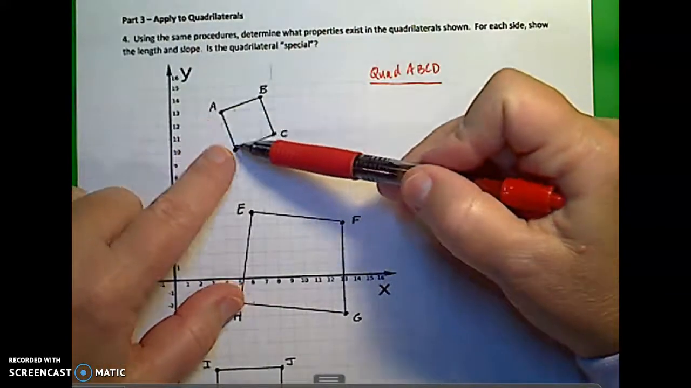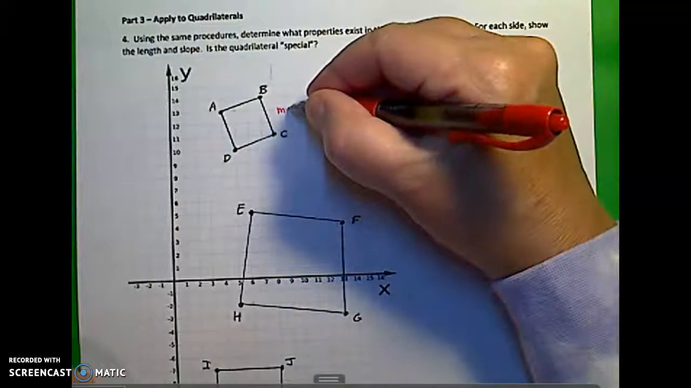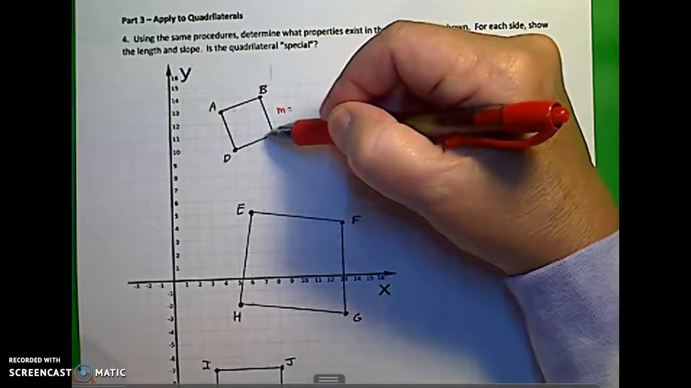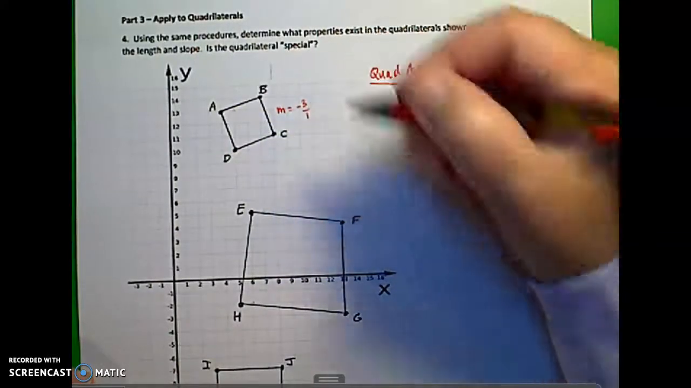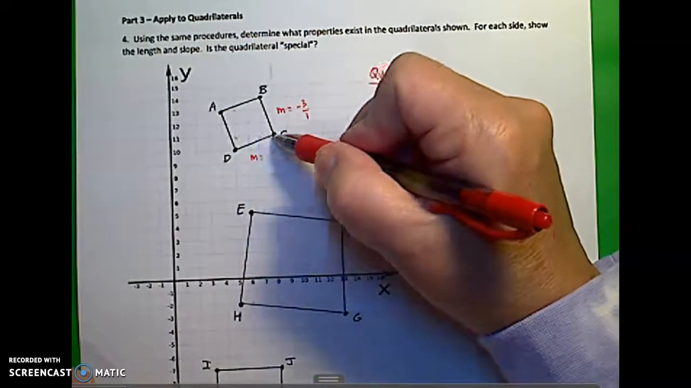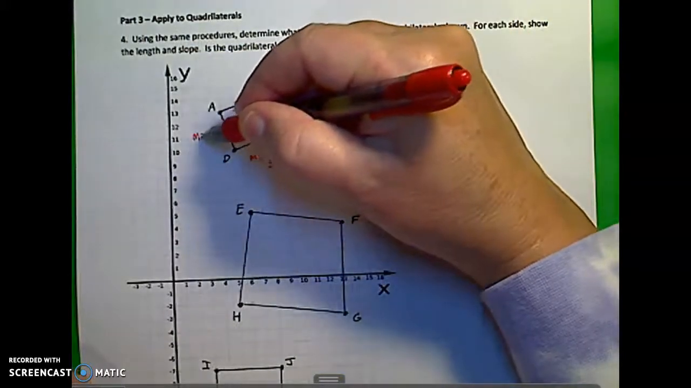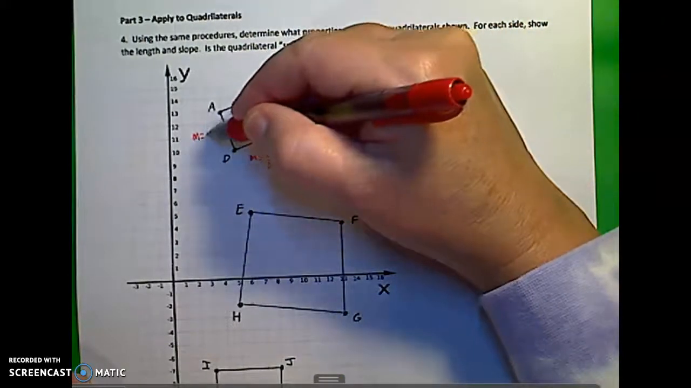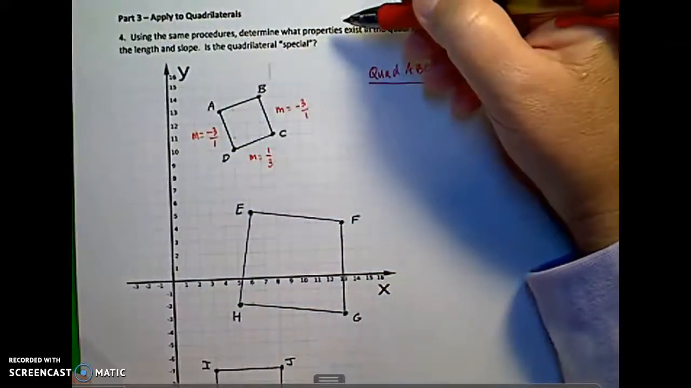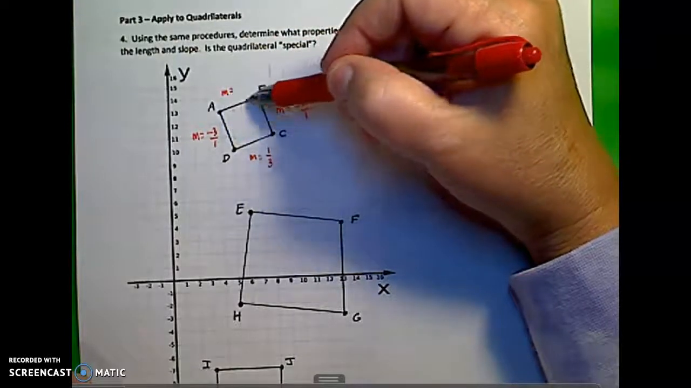Now, I'm going to just use my grid to figure out my slopes here. So I'll just start here. The slope here is down 3 over 1. So minus 3 over 1. The slope here is up 1 over 3. The slope on this side is what? Down 3 over 1. So negative 3 over 1. And the slope on this side, up 1 over 3.